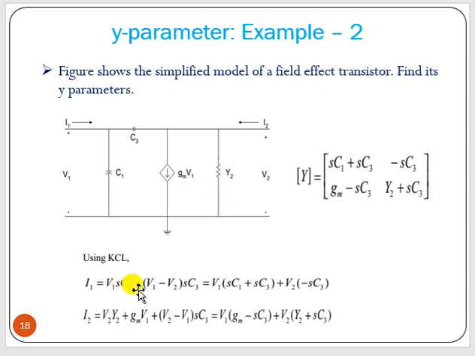For SC1 and SC3, XC is 1 by SC1 or 1 by SC3, which is the impedance. Admittance will be SC1 and SC3, and that concept we have to use here. Now at this node for I2 we have three currents: this one, this another, and this one. So the addition of the gm V1 current and V2 minus V1 into SC3. Now we can find out in terms of V1 and V2, then we get the admittance parameter values.